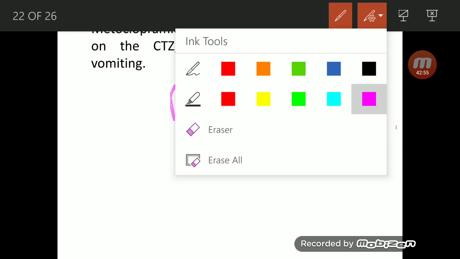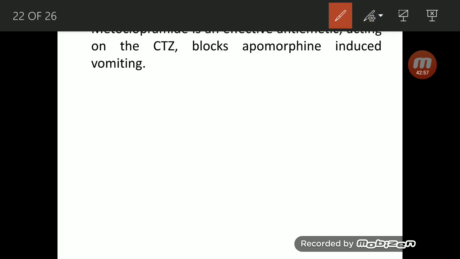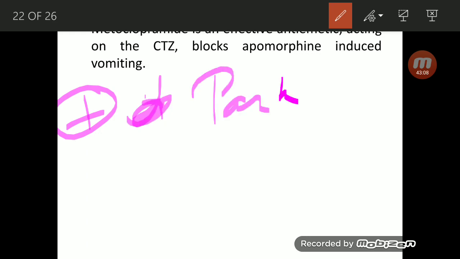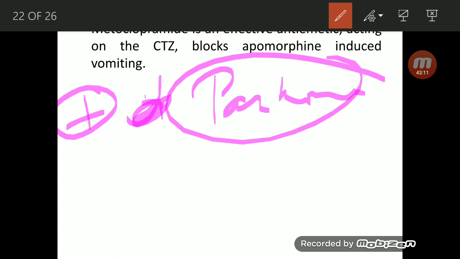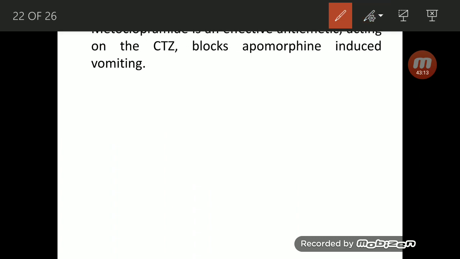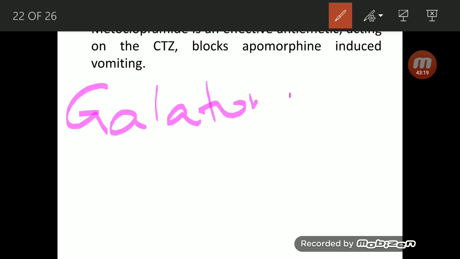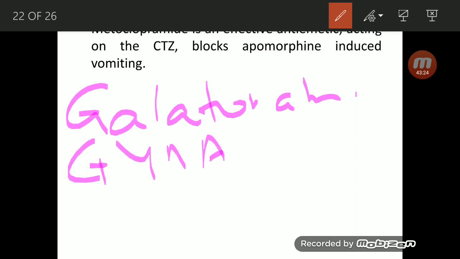Okay, when we talk about the adverse effects of metoclopramide, whenever it is used for a very long duration of time, it can induce drug-induced Parkinsonism. Drug-induced Parkinsonism is one of the adverse effects of metoclopramide. Other adverse effects are galactorrhea and gynecomastia. Okay, so these three are more important side effects of metoclopramide.